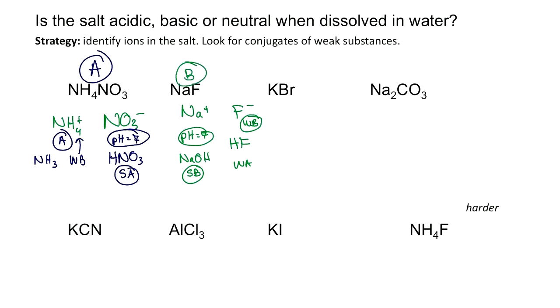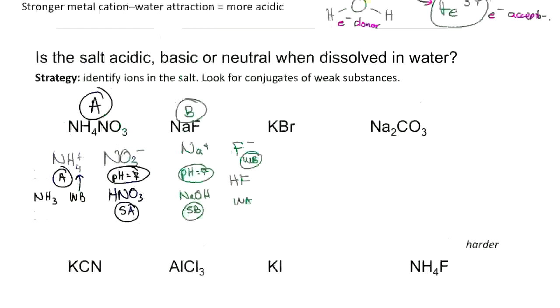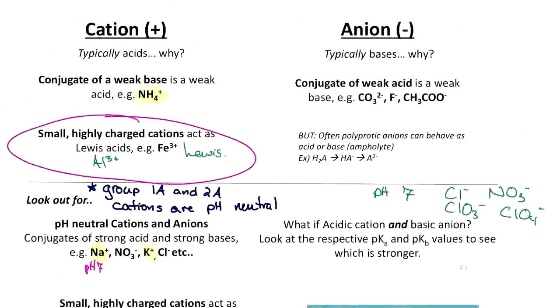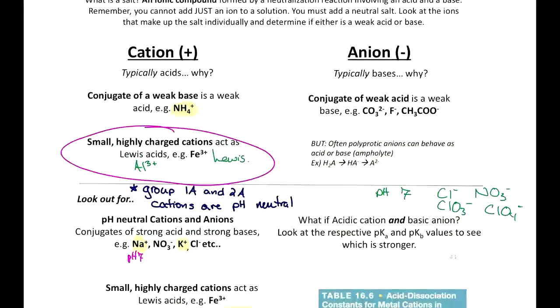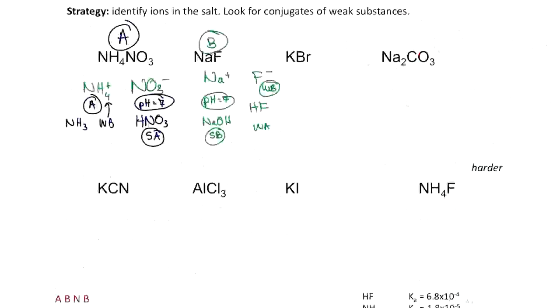Perfect. All right. And so remember, sodium is part of our group 1A elements, and if you go back to this slide of common pH neutral cations and anions, sodium plus, potassium plus, calcium plus, all of these are conjugates of strong things, so they are pH neutral salts. Okay, KBr.